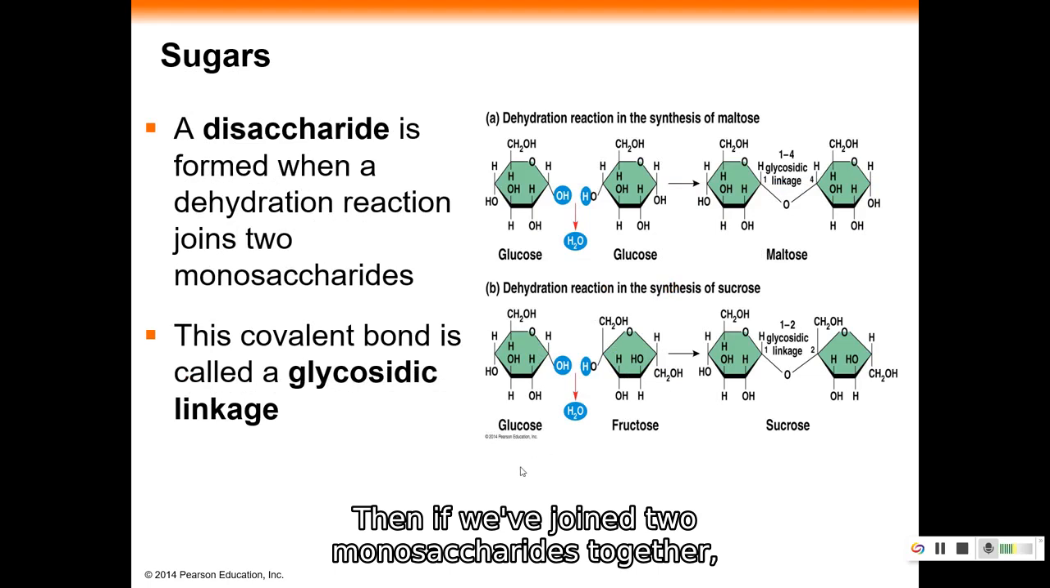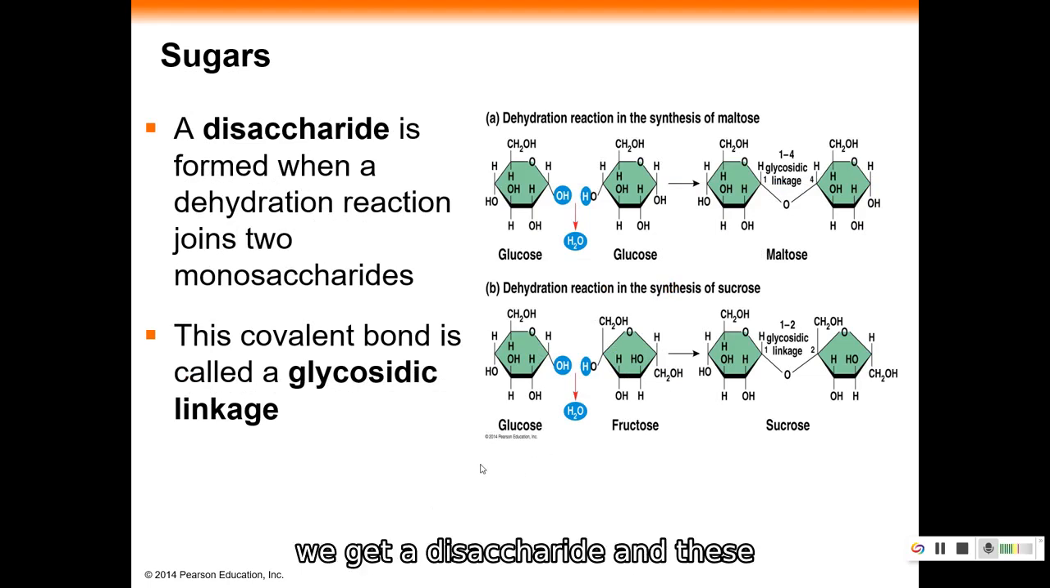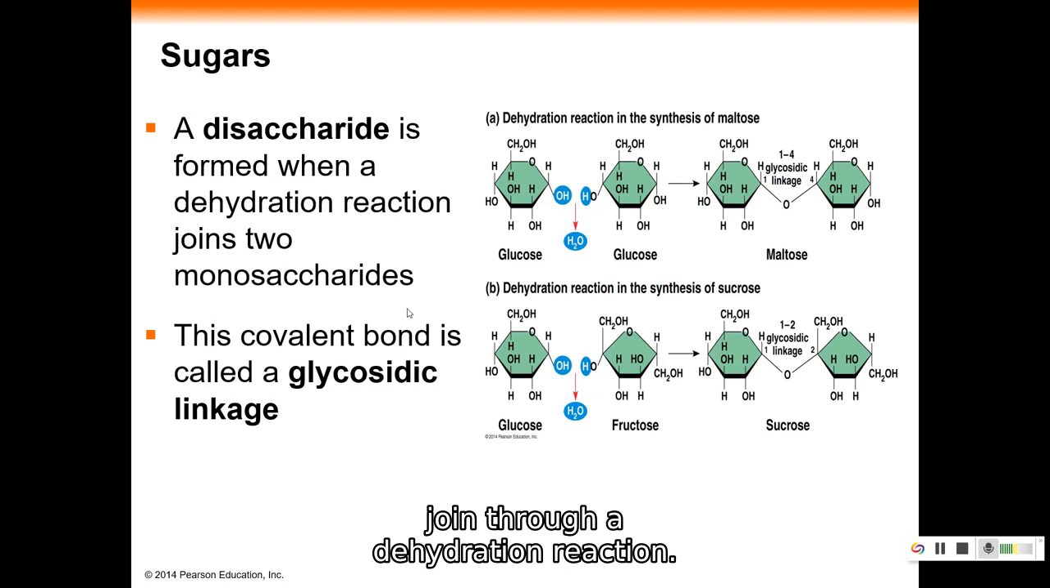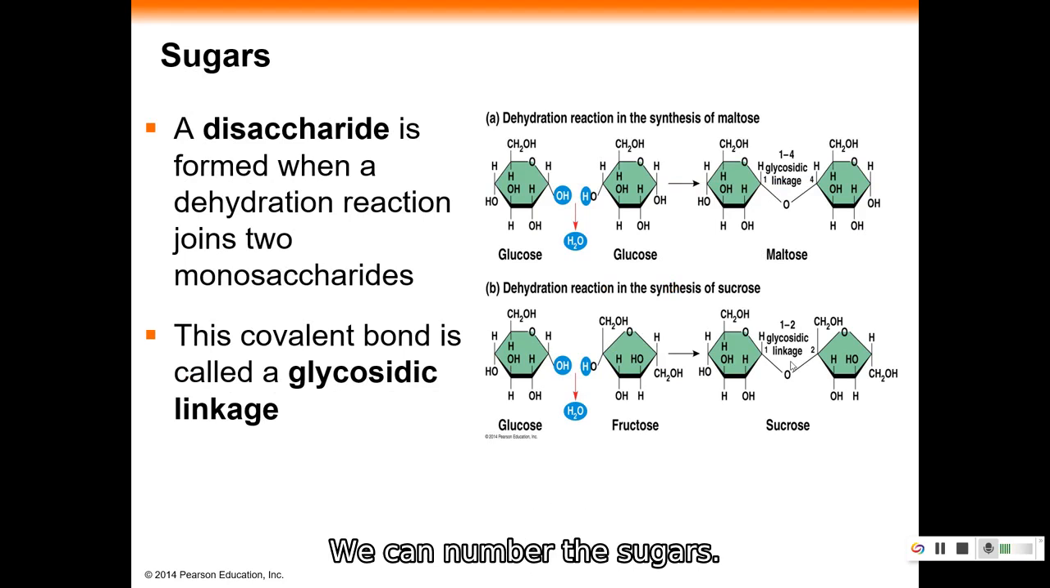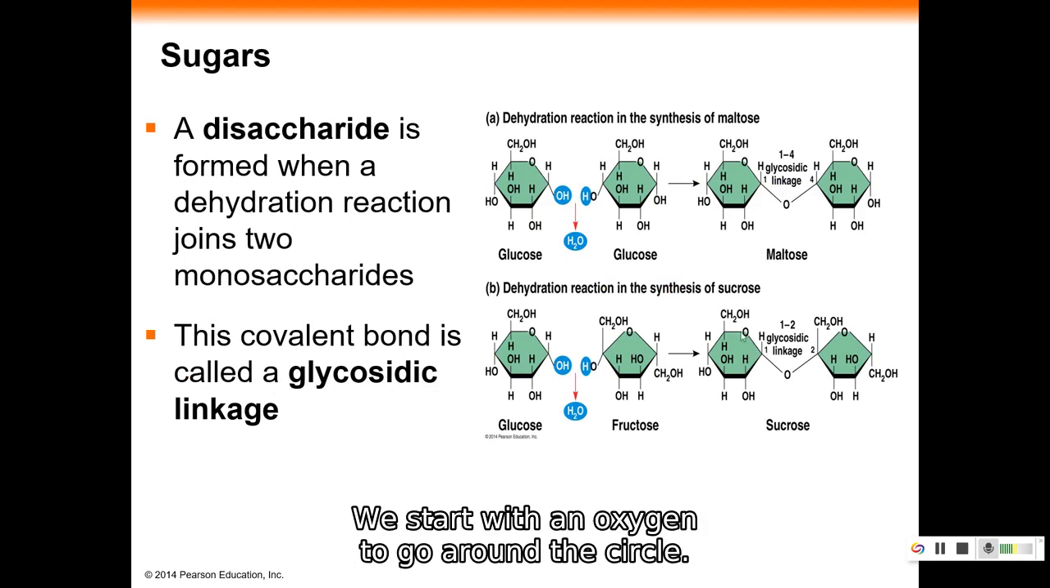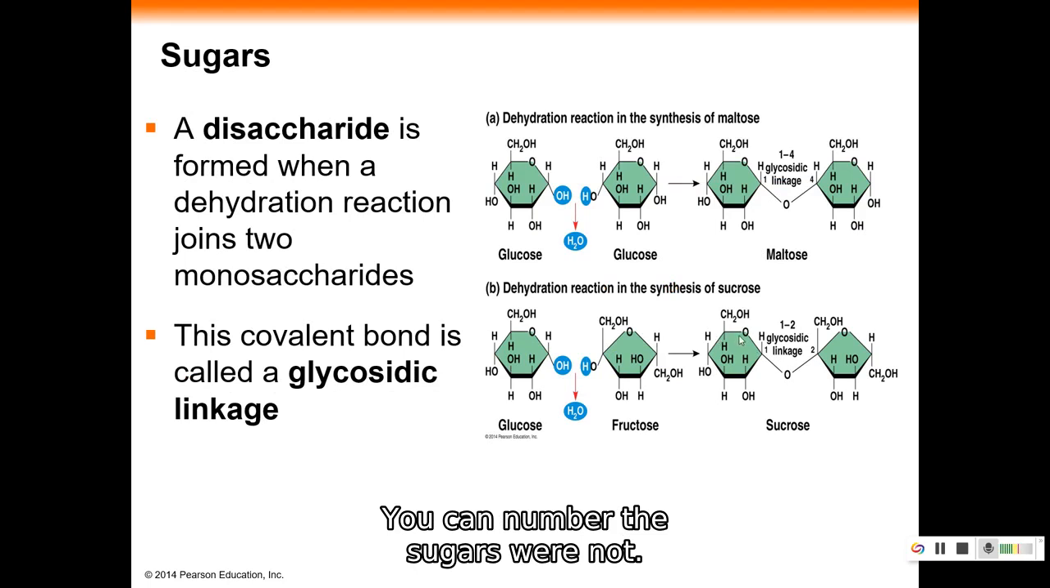Then if we join two monosaccharides together, we get a disaccharide, and these join through a dehydration reaction. When two sugars are bonded to each other, this is called a glycosidic linkage. And we can number the sugars. If you start with an oxygen and go around the circle, you can number the sugars.